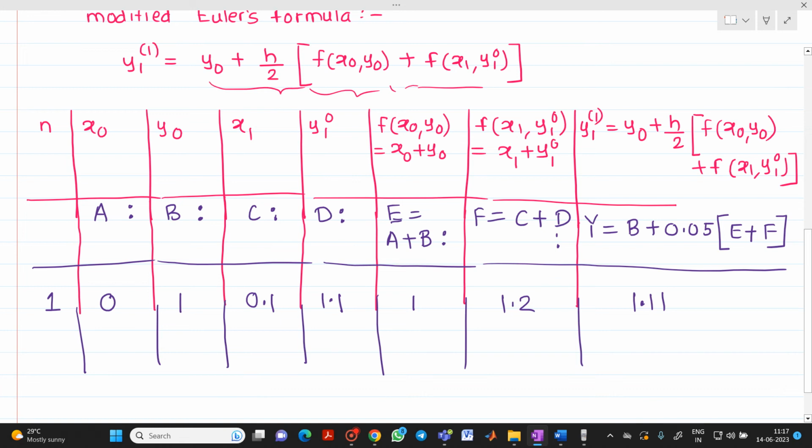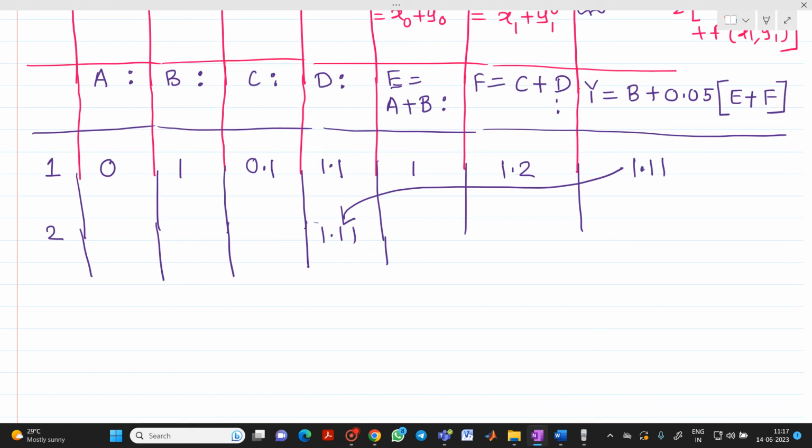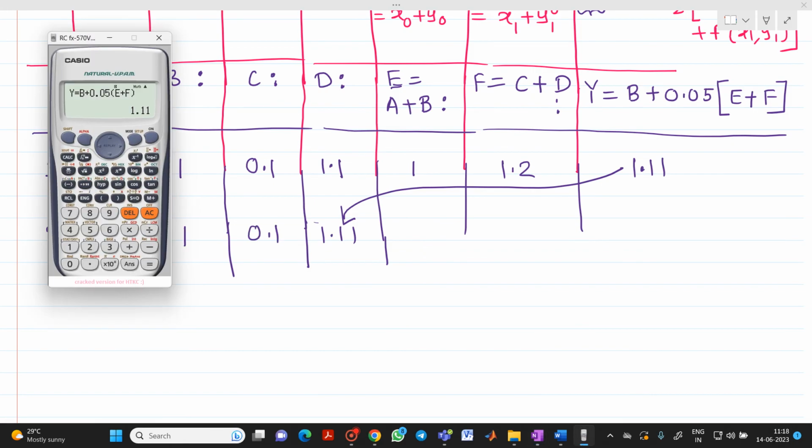Now in the next iteration what to do? Please see it carefully. Whatever answer you get for y1 of 1, you have to substitute in place of y1 of 0. So therefore this will be your 1.11. Again, please see it carefully. Whatever answer you get here as y1 of 1, you have to substitute in y1 of 0. The remaining terms will be the same, that is 0, 1, 0.1. It is okay. Now what I will do? I will again press CALC.